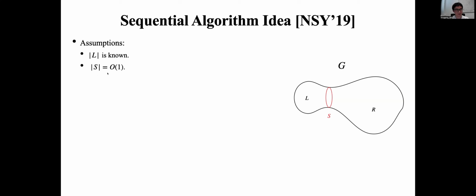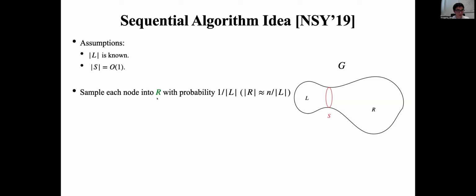So this S refers to the k, and as we said, our algorithm only works for small k, so that is also a reasonable assumption. To extend it to larger k just needs some more effort. Okay, and the sequential algorithm works roughly as follows.